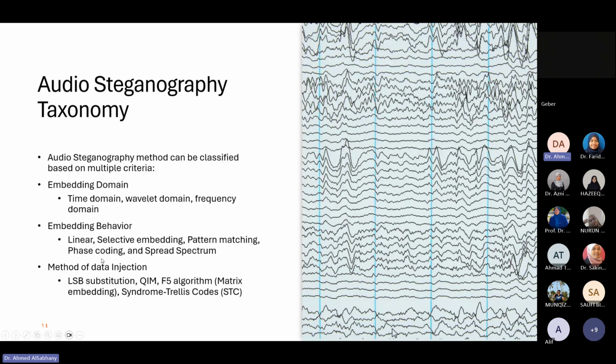In phase coding, we explained how phase coding as split spectrum work. Finally, the method of data injection. So in this criteria, we are considering the actual injection point. How does this method actually substitute or inject the message bit inside the audio signal? We talked about the least significant bit. It's maybe the most significant or the most popular choice.